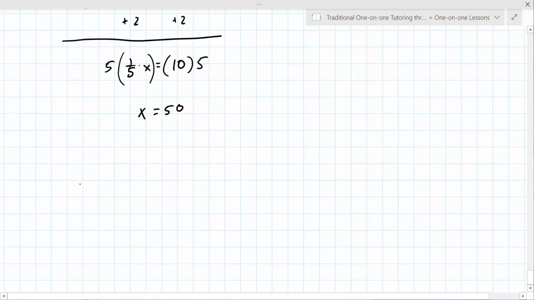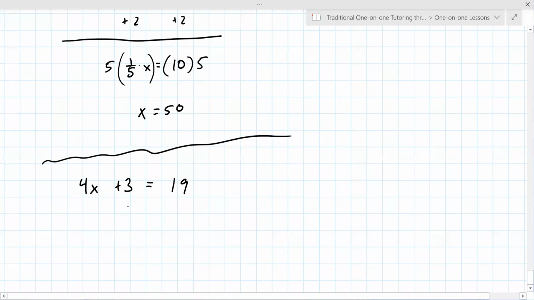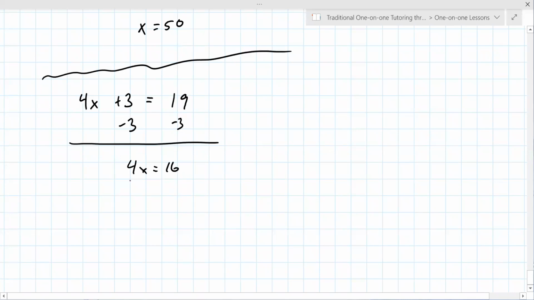So let's try another one here. 4x plus 3 equals 19. Good. You subtract 3 from both sides. You get 4x equals 16. And then you do 4 times 16. You multiply both sides by 4. So you get 16x equals 64. Is that right? No. Nope, because you're trying to undo the multiplication.